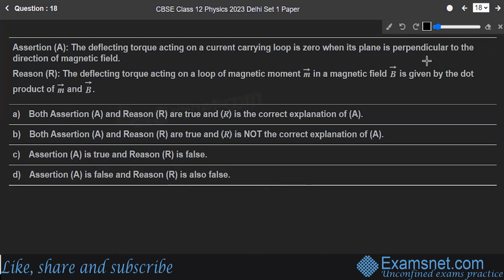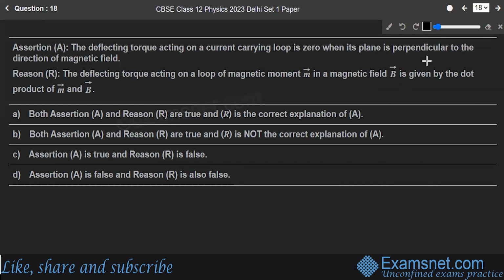Next is question number 18. Assertion and reasoning question again. The deflecting torque acting on a current carrying loop is 0 when its plane is perpendicular to the direction of the magnetic field. The reason says the deflecting torque acting on a loop of magnetic moment M in a magnetic field B is given by the dot product of M and B. In this question again, the assertion is true, but the reason is false.